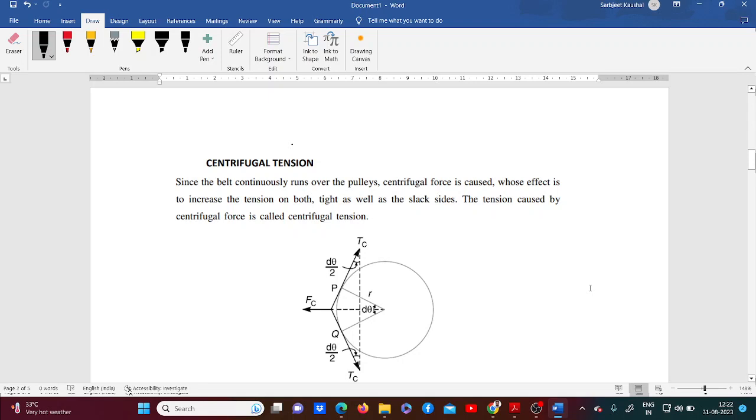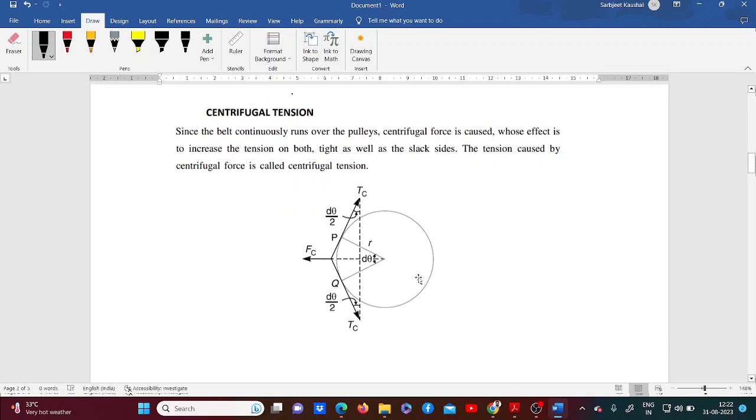So today we are going to discuss a new topic related to the belt drive, and this topic is centrifugal tension. In this topic, we will discuss the effect of centrifugal tension on the power transmission of any kind of belt drive. So let us start with the topic.